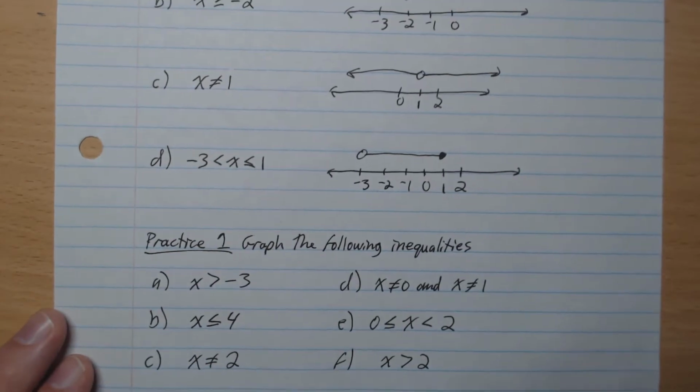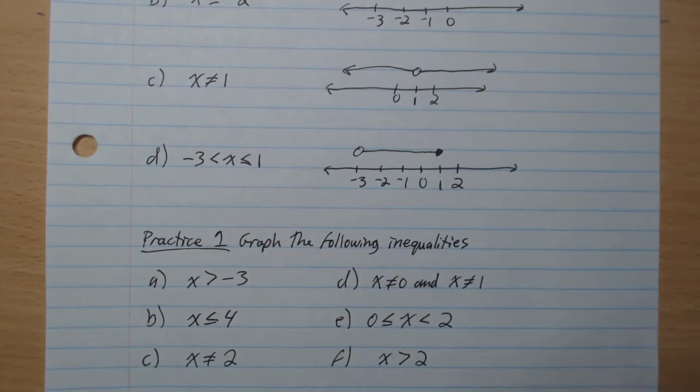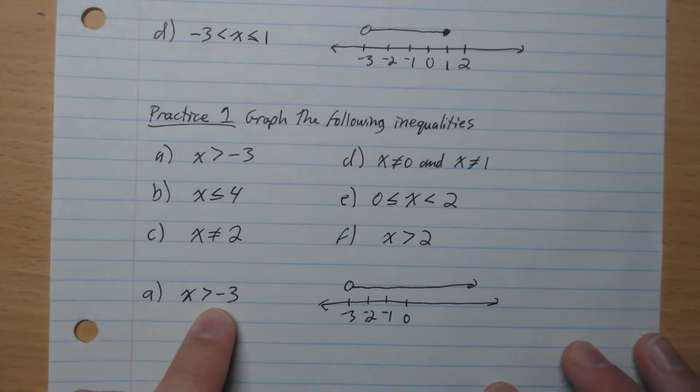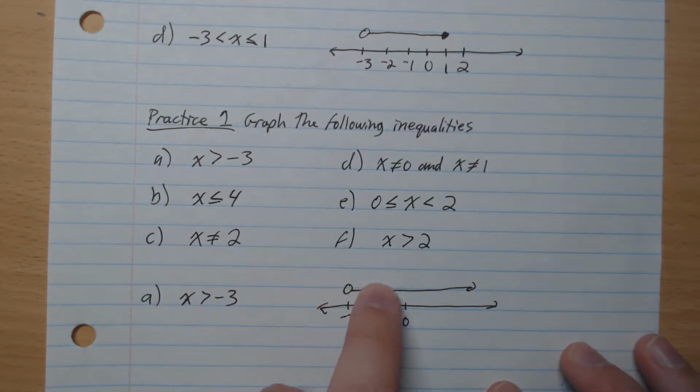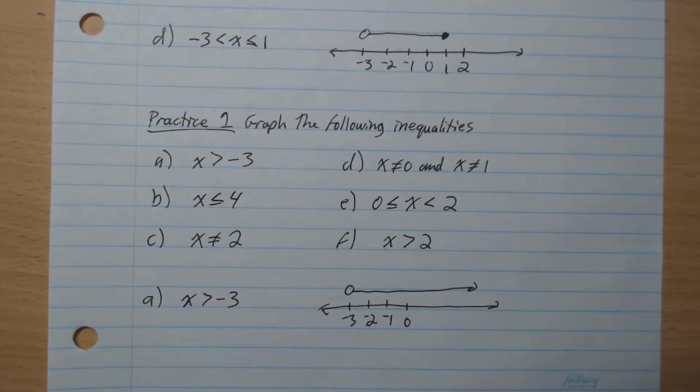Okay, on to some practice. Practice number 1. Graph the following inequalities. Go ahead and pause the video and answer that. Okay, x is greater than negative 3, so we go to negative 3, open hole because it's not equal, and it's greater, so to the right like that. So x is greater than negative 3.